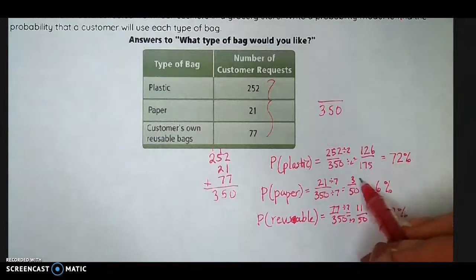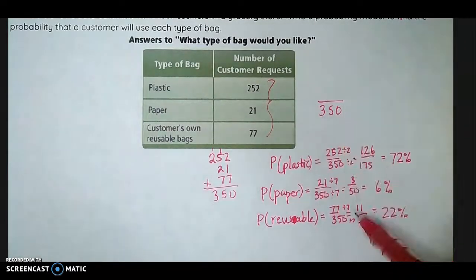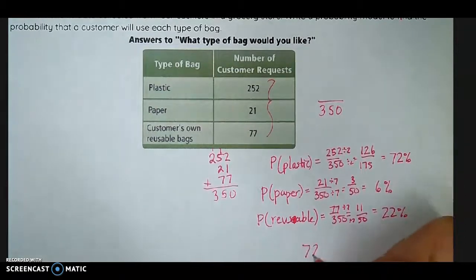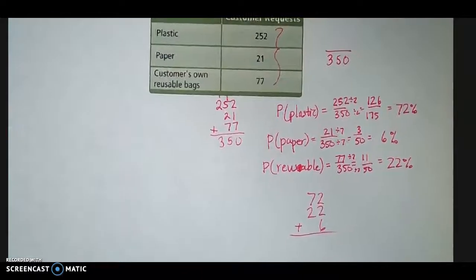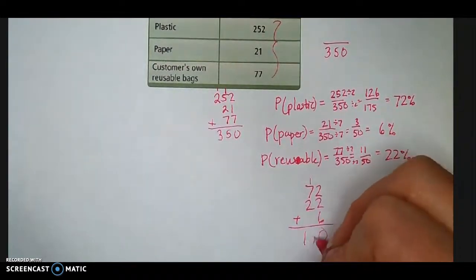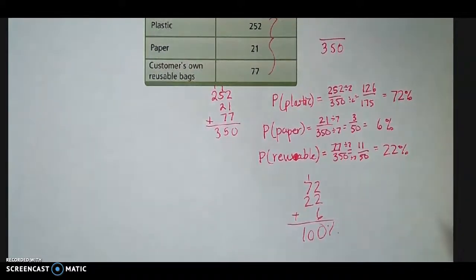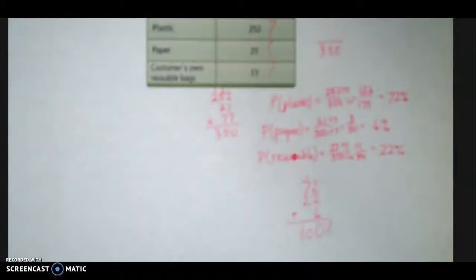Now, before we said we need to be able to add these up. So I should be able to add those up and get 350 over 350. I can also take a look at the percentages here, and they should also add up to 100. So we've talked about 100% of the people that were in that experimental probability situation.